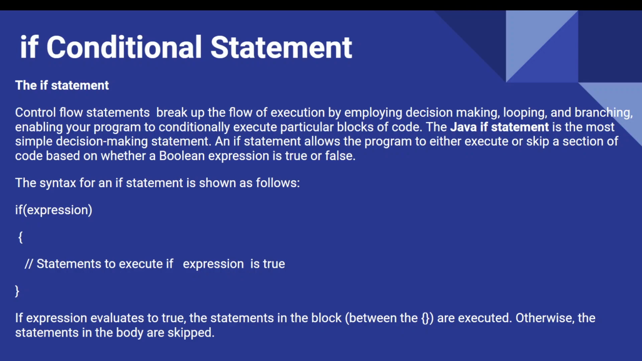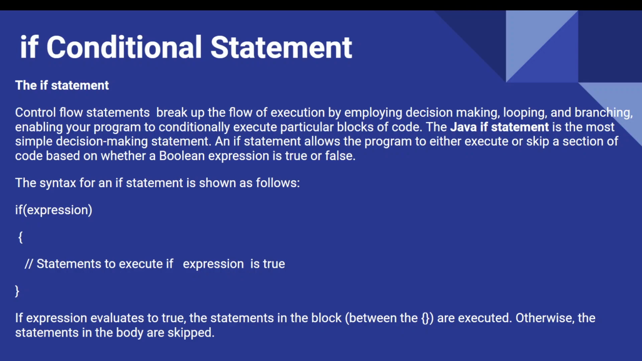So without the conditional statement, what happens is the statements inside your Java source are generally executed from top to bottom. So, with the help of the control flow statements, it breaks up the flow of execution by employing decision making, looping, and branching, enabling your program to conditionally execute particular blocks of code.